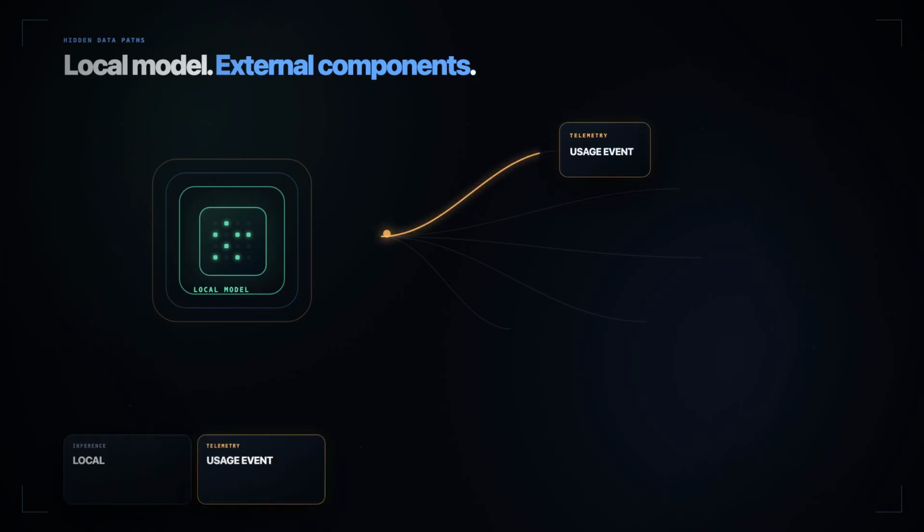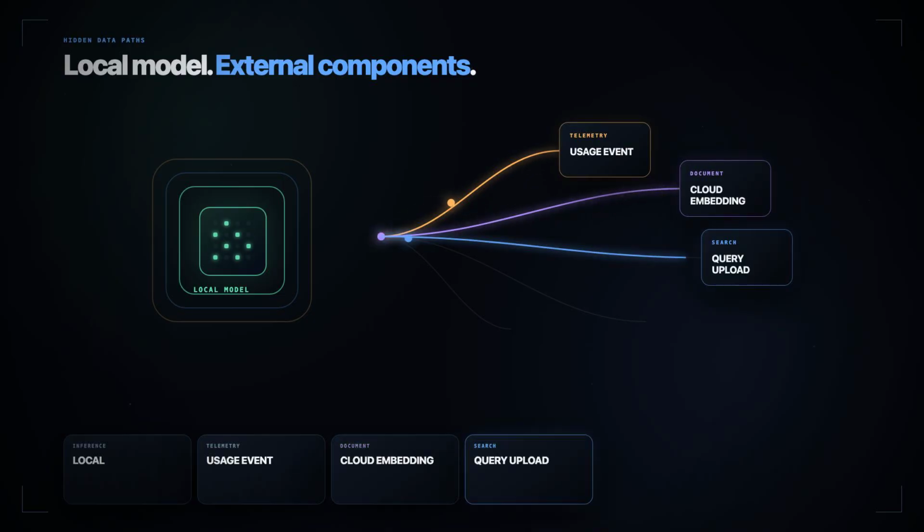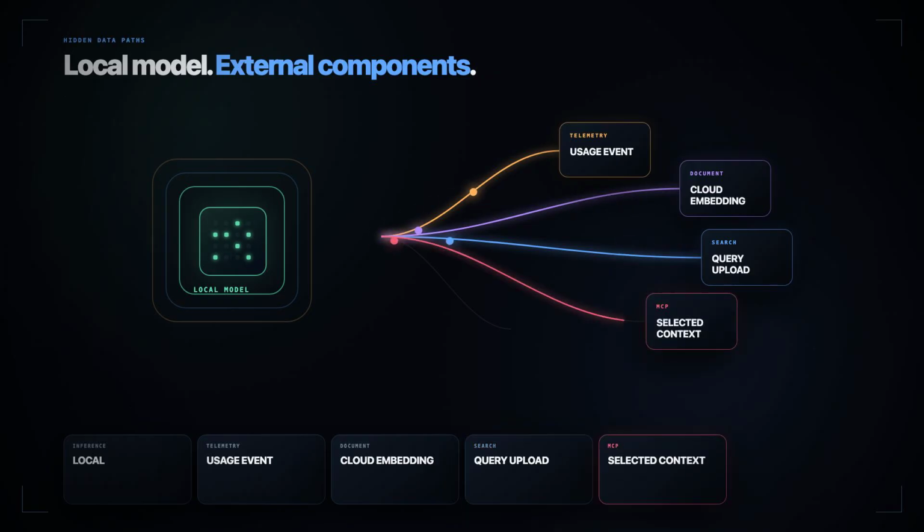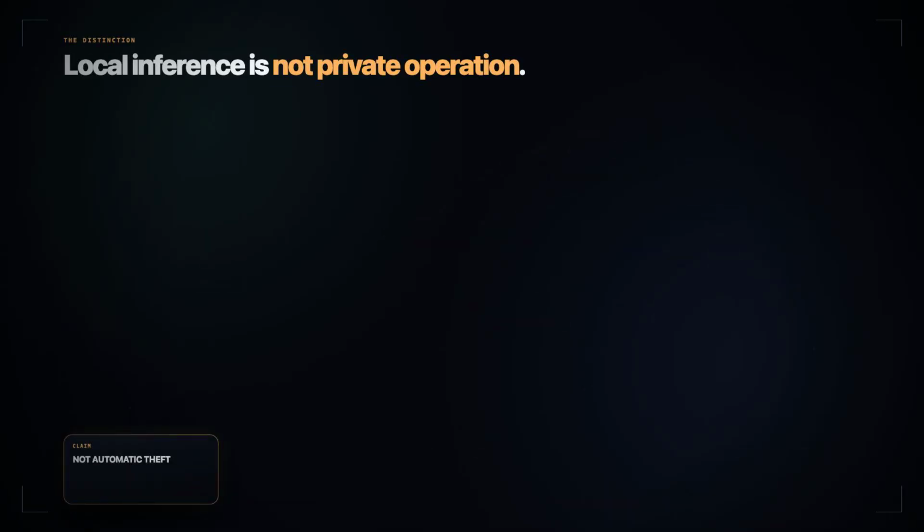internet. A telemetry service may record that you opened a feature. A document tool may send text to a cloud embedding API. A web search tool may upload your query. A remote MCP server may receive part of the conversation. Even the model browser and update checker may quietly connect to external servers. That does not mean every local AI application is secretly stealing your prompts.